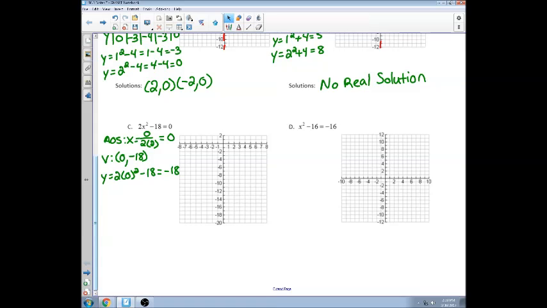I go ahead and plot my vertex at 0, negative 18. Start at 0, 0. Go down to negative 18. Also, again, just like my last two, my axis of symmetry is my y-axis. That is not always the case. It just has been for our first three here. At this point, I need to go ahead and make a table.